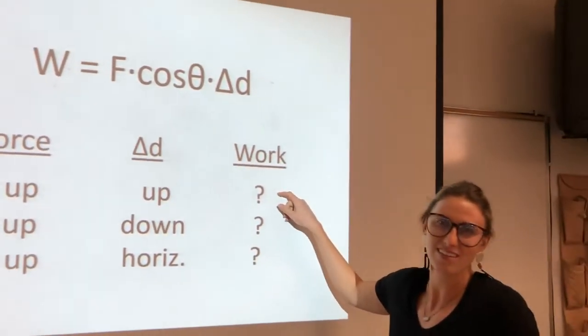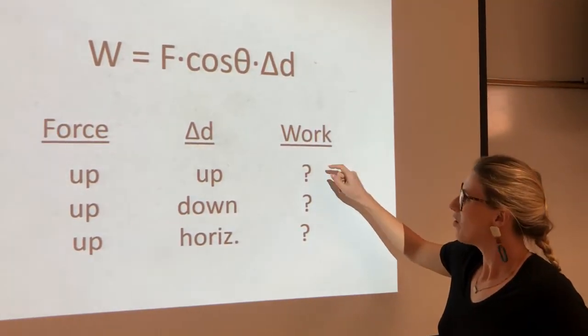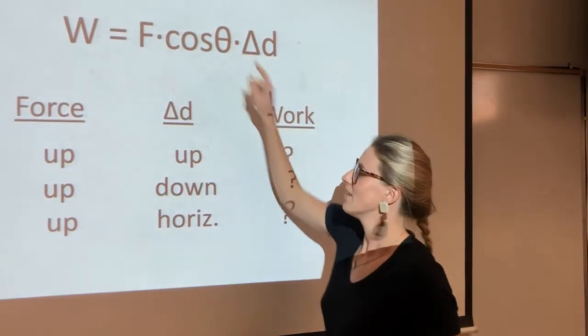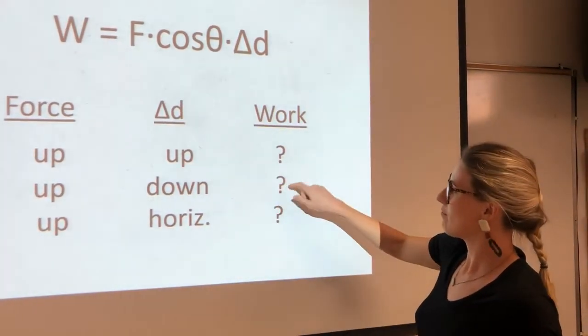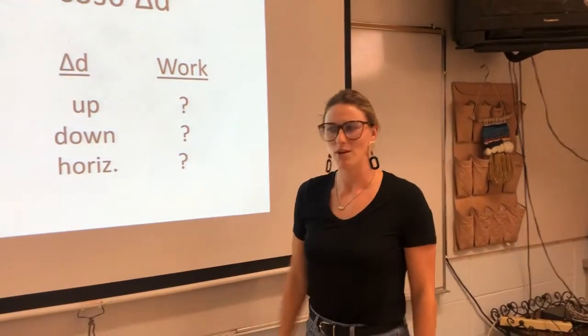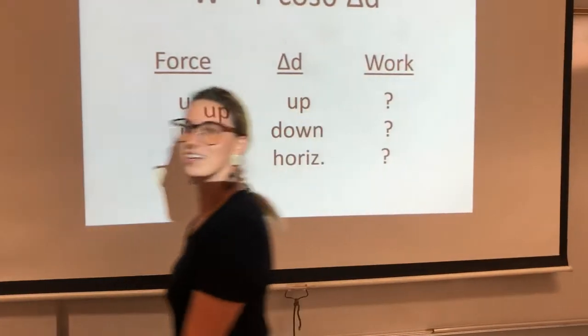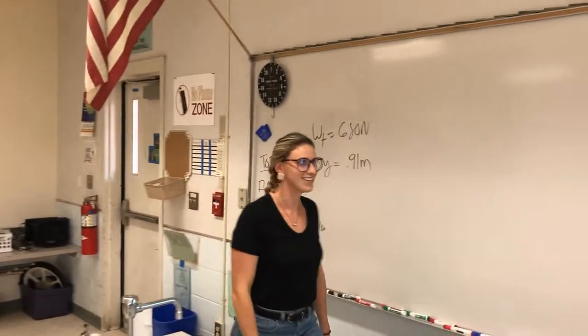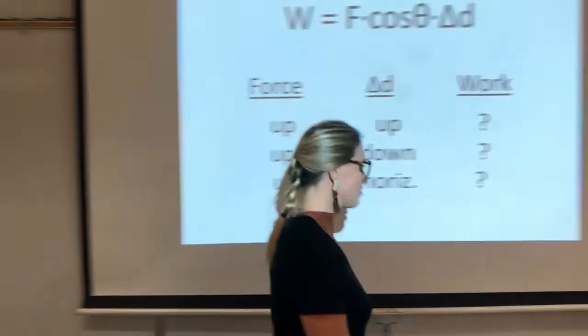Positive, negative, nothing? Well, when I'm going up, my work is going to be positive. Cosine of 0 is 1. When I'm going down, my work is going to be negative. Cosine of 180 is negative 1. And what about when I'm moving just horizontally? You aren't doing any work. I'm just walking.